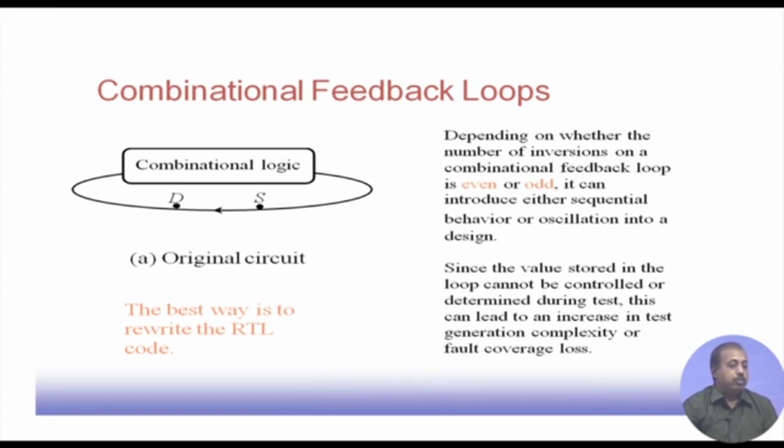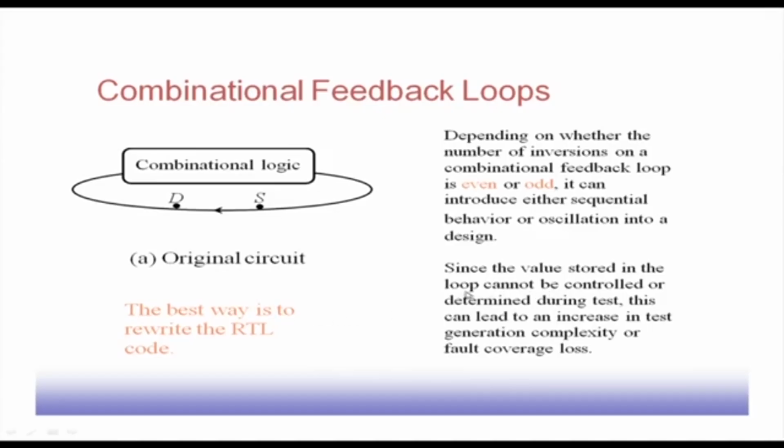The best way to resolve this combinational feedback loop is to rewrite the code, and have a better design that does not have these combinational feedback loops, because the value stored in the loop cannot be controlled or determined during test. So, this can lead to an increase in the test generation complexity or fault coverage loss.